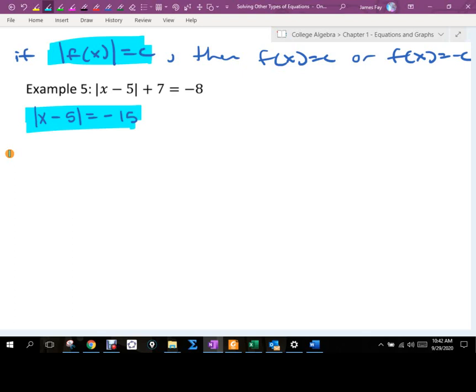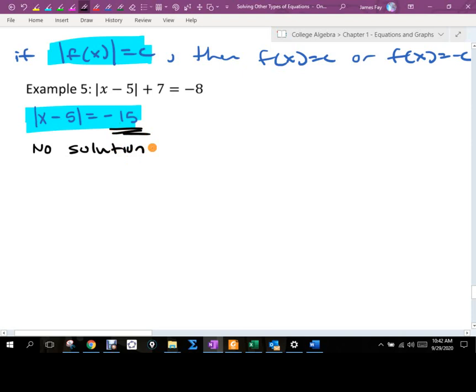Okay. That's a common question every year. That is on the final. It's going to be on our first chapter test, unit test. There's no solution to this. Okay. No solution, because distance can never be negative.